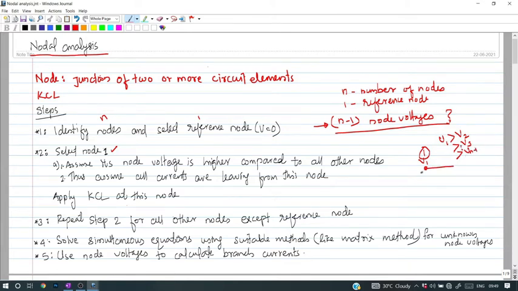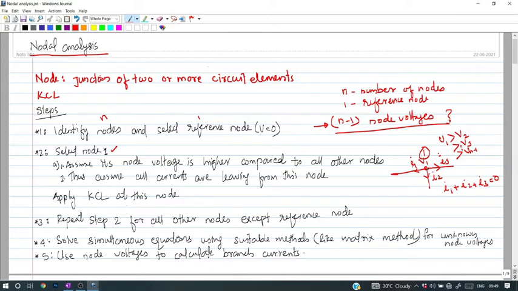Say this node is connected to 3 branches like this. Based on this concept, we can say that all currents are leaving from this node. Say this is I1, this is I2, and this is I3. Current direction is known to us. We can apply KCL. Applying KCL at this node, I1 plus I2 plus I3 is equal to 0.